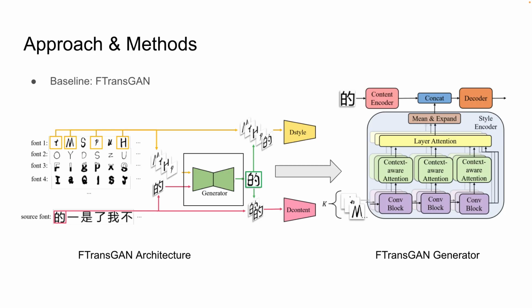Regarding our architecture, we leverage the idea of layer attention and context-aware attention modules in the generator of font translator GAN. The context-aware attention network captures the local style feature, while the layer attention network captures the global style feature. They work together to make our generator more flexible when dealing with arbitrary font styles.